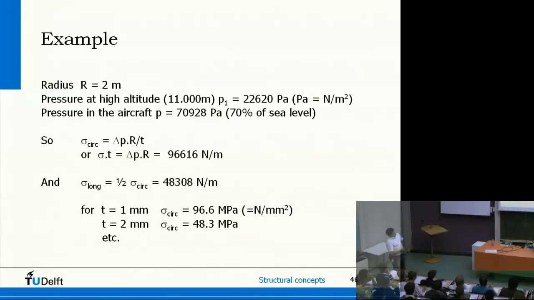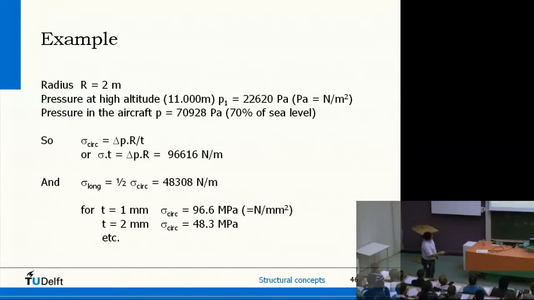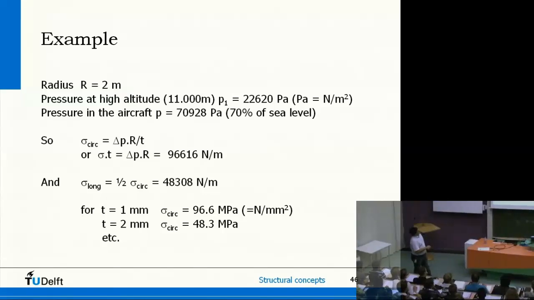Well, that's pressurization. Here you see a typical example. Flying around with an aircraft with a radius of 2 meters, diameter of 4. Flying at 11 kilometers, you have this pressure. If you would like to maintain the cabin pressure at an altitude of 70% of sea level, then you have this pressure difference, and you can calculate some stresses. If the skin of this aircraft is only 1 millimeter thick, the circumferential stress is almost 100 MPa, and that's a lot, really a lot.